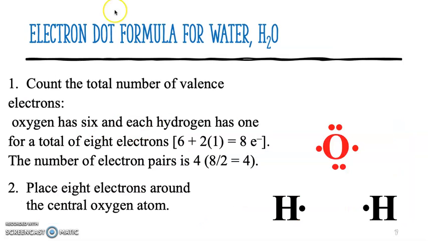So let's take an example: writing the electron dot formula for water, H2O. Between oxygen and hydrogen, oxygen has the least number of atoms, so it will be my central atom. Step 1, count the total number of valence electrons. Oxygen has 6 valence electrons, hydrogen has 1. There are 2 hydrogens, so 2 plus 6 from oxygen makes a total of 8 electrons. You divide 8 electrons by 2, and that gives you 4 pairs total. So we place the 8 electrons, or 4 pairs, around the central oxygen atom.